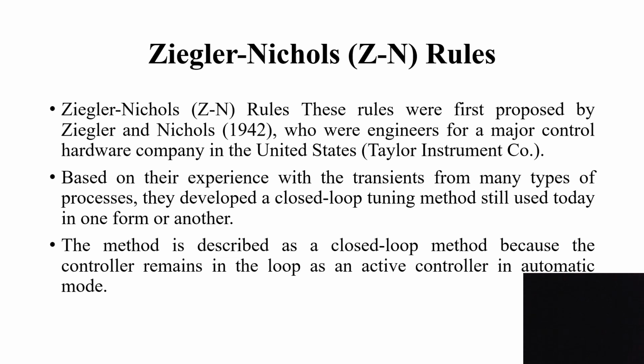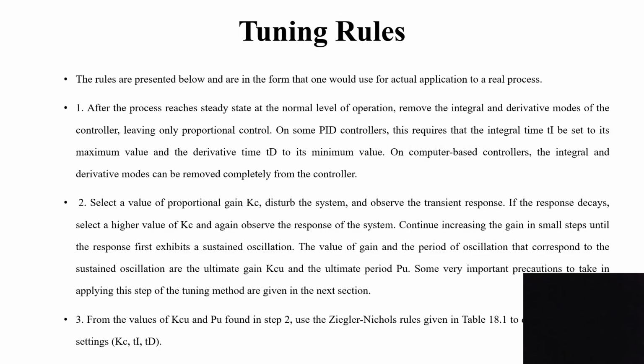The closed loop method is a very important one, where the controller remains active in the auto mode. How is the closed loop method used? Once the process reaches a steady state, we remove the integral and derivative modes, leaving only proportional control, and keep increasing the proportional value. Removing integral and derivative means the integral time is set to the maximum value, that is infinity, and the derivative time is set to the minimum value, that is 0. In a computer-based simulation, they can be removed completely from the controller.